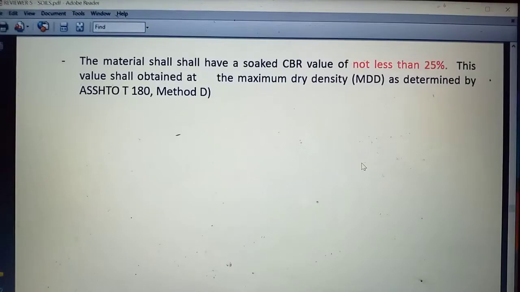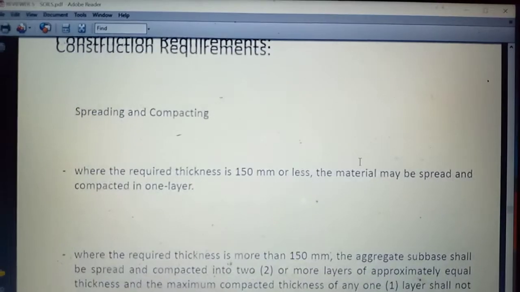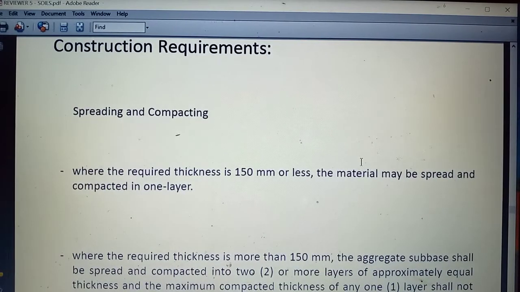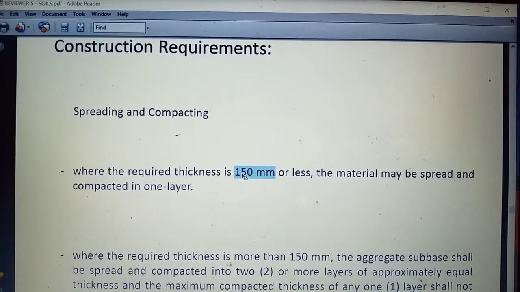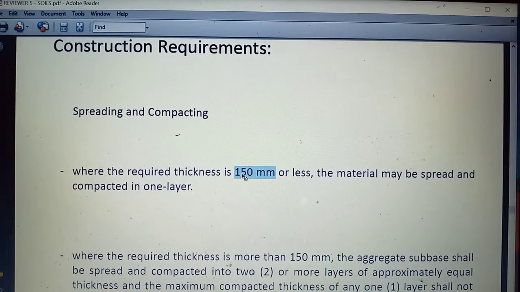So, these are the construction requirements. When spreading and compacting, yung required thickness niya is 150 mm or less. But somehow, sa 2013, merong bagong department order si DPWH, pwede na itong 200 mm.